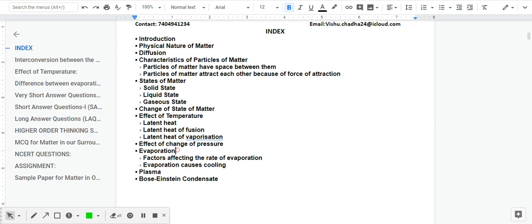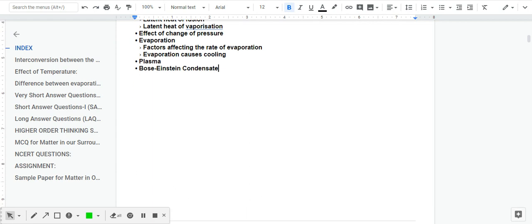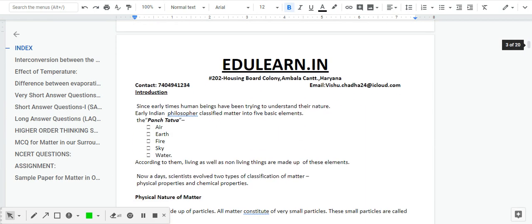Then what is evaporation and what are the factors affecting the rate of evaporation. Evaporation causes cooling. How and where do all these applications take place? Then there are the two states of matter that I was telling you about, that is plasma and Bose-Einstein condensate. So let's start the chapter.